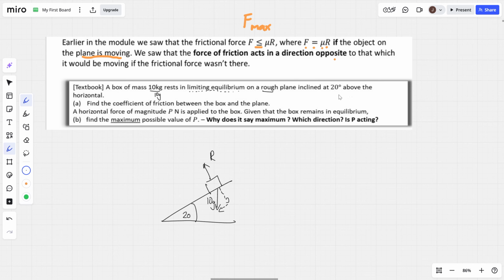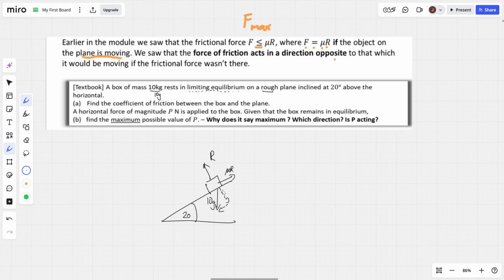Now, are there any other forces? No. So if friction weren't around, the block would definitely go down, right? Because that's the only parallel force. So it's definitely going to go down, which means I need to draw my friction facing this way. People often like to write F, or when I know that I'm using F max equals mu R, I sometimes just write mu R there straight away. But that's basically what our diagram is going to look like.